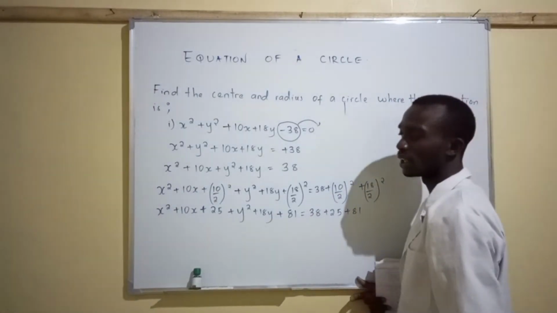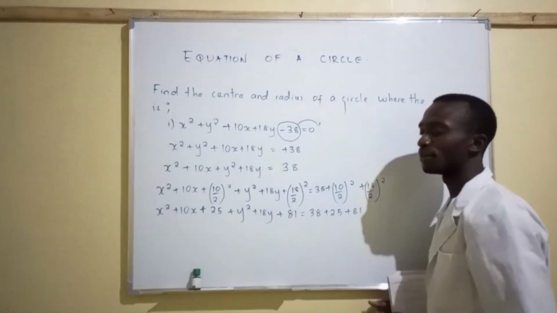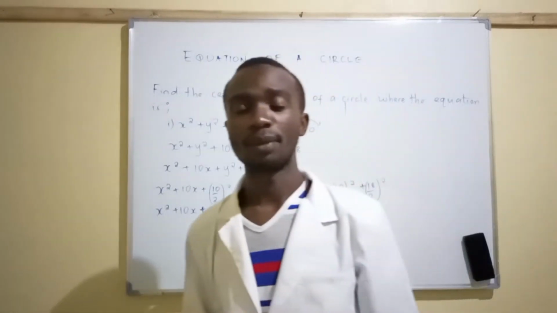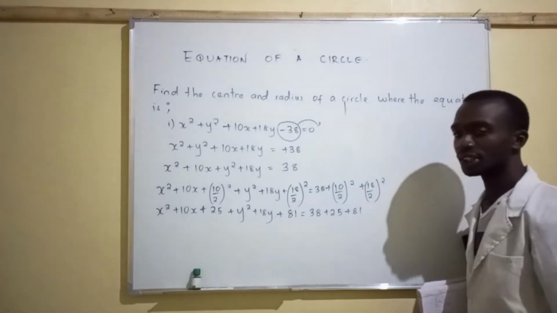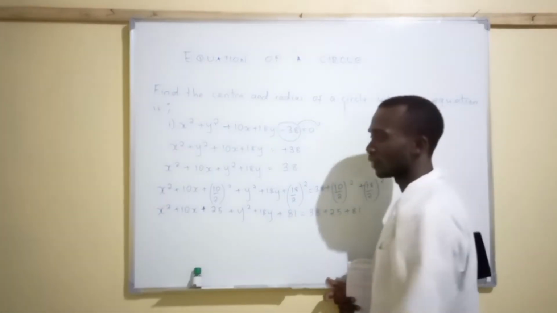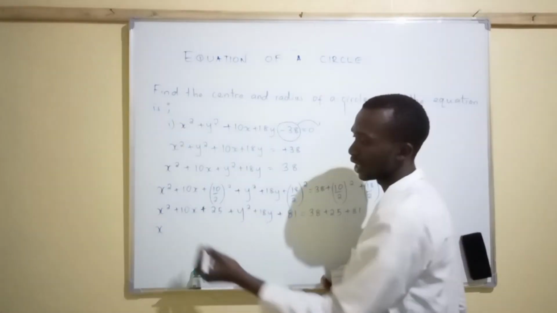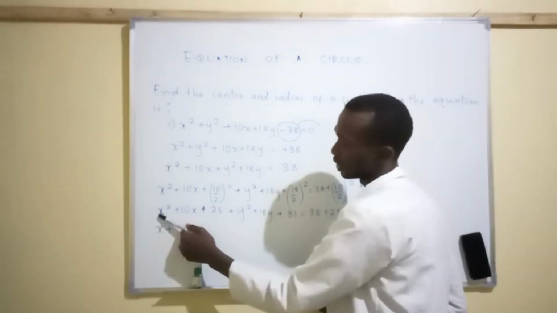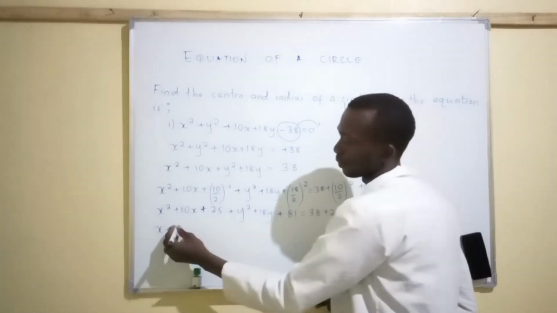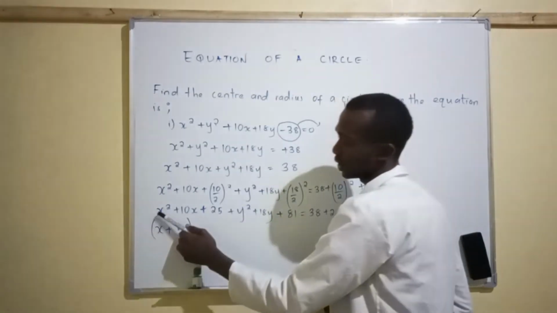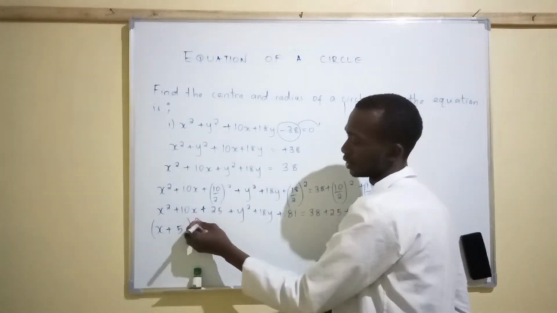So now, on the left-hand side, we have the equation x squared plus 10x plus 25 plus y squared plus 18y plus 81, which should be equal to the one on the right-hand side. Now on the left-hand side, we find the square root of x squared, which is x. The sign after x squared is positive, then the square root of 25 is 5. So we find the square root of the first term, the sign after it, then the square root of the last one, which is 5. Then that is x plus 5 squared.